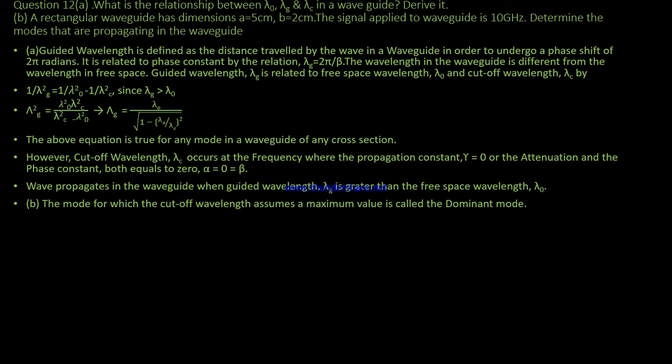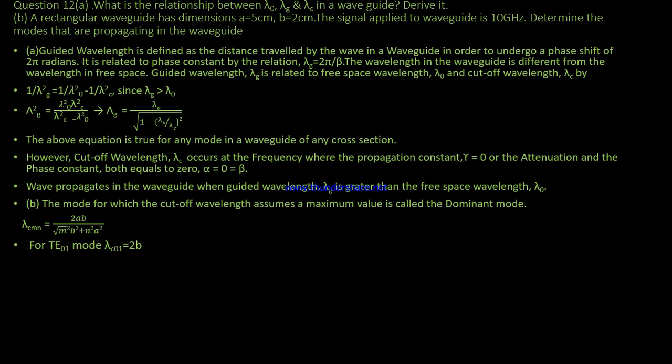The B part. The mode for which the cutoff wavelength assumes a maximum value is called the dominant mode. We can get the different modes by using this equation. The cutoff wavelength with parameters m and n is equal to 2ab all over the square root of m squared b squared plus n squared a squared.